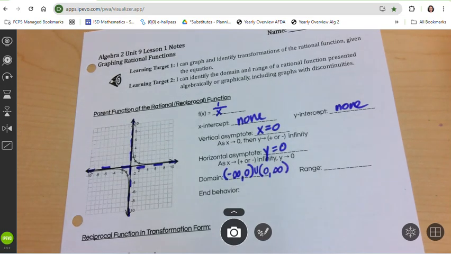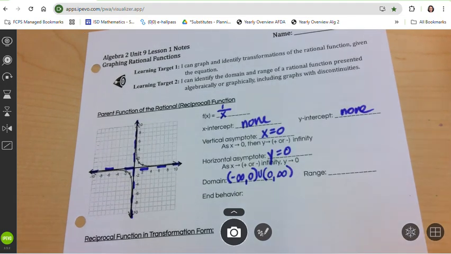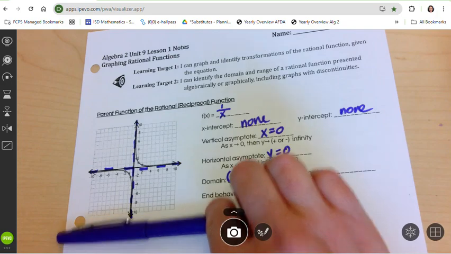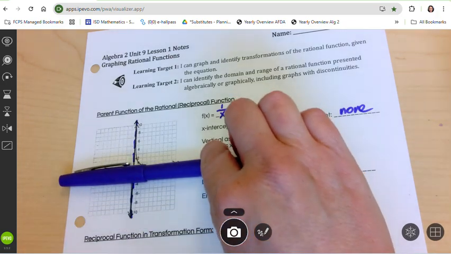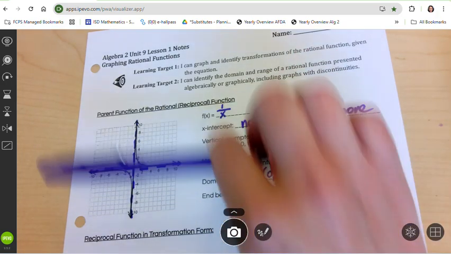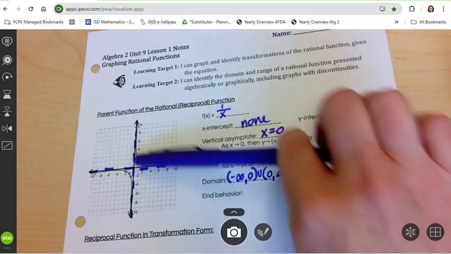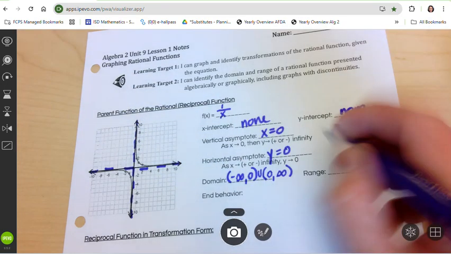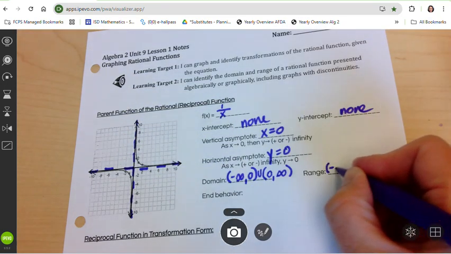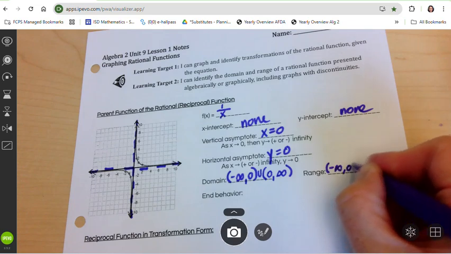Your range is actually going to be the same in this case, but not always. So in this case, your range is going to start at the bottom. It's going to go up to 0, not including 0 because of the asymptote. And then the next piece starts right after 0, and it goes to positive infinity. So the same range in the parent function.